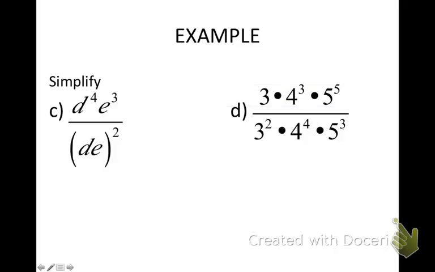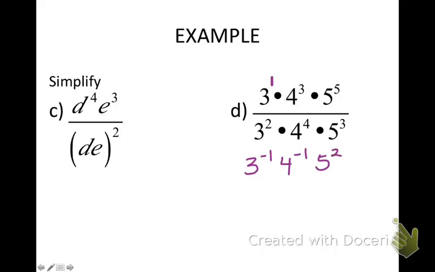All right, next one. We've got 3 times 4 to the 3rd times 5 to the 5th all over 3 squared, 4 to the 4th, 5 to the 3rd. Now I'm going to show you 2 ways to do this. Let's start with the 3. The exponent of the top 3 is what? 1. If you do 1 minus 2, you end up getting what? So I'm going to write out 3 to the negative 1. 3 minus 4 gets me 4 to the negative 1. 5 minus 3 gets us 5 to the 2nd.